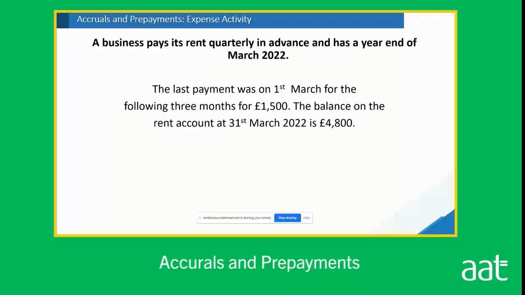The balance on the rent account is 4,800, and that represents the physical amount of cash that this business has paid for rent. I've still got this figure of £1,500, and I'm told that it's relevant to the 1st of March for the following 3 months. So, like we did before, is this an accrual or is it a prepayment? And once you've established which adjustment it is, how much do you think will be accruing or prepaying? And I'll give you a moment to consider that one.